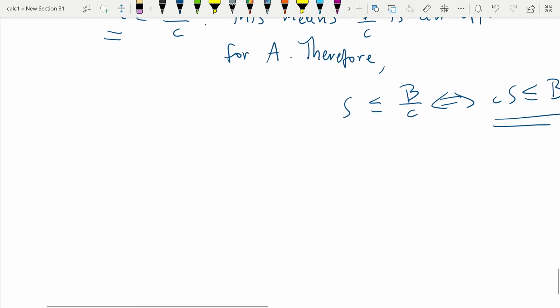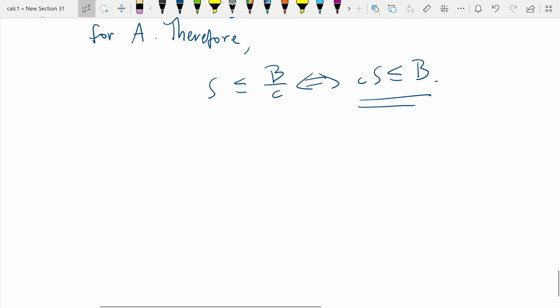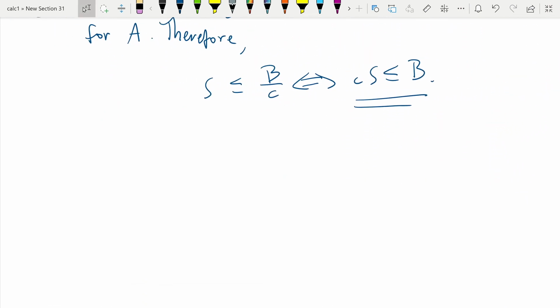Go over this proof very thoroughly because I may ask something like this in the exam. So this is a very crucial example on how to show things using the supremum.